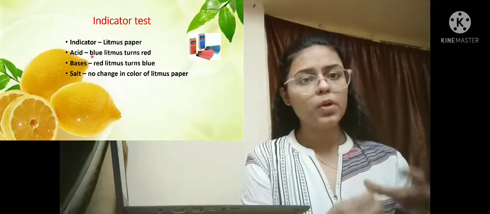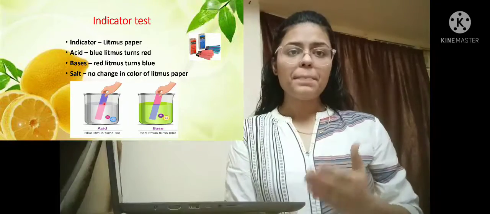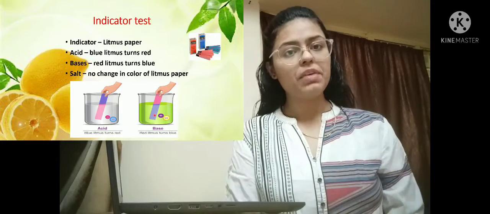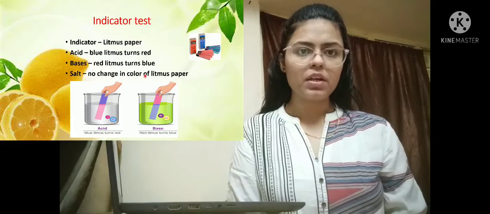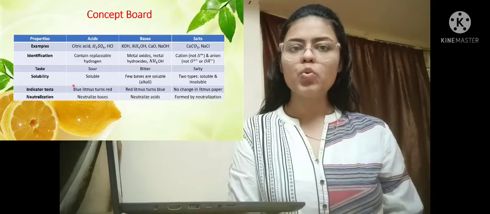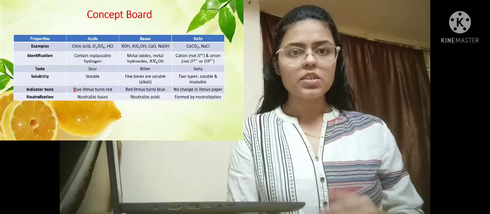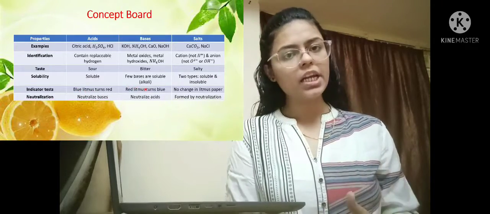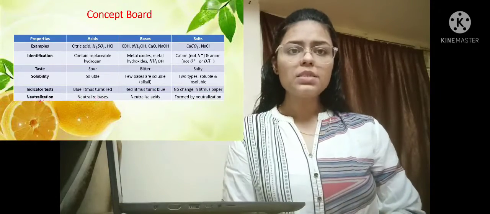Acid turns blue litmus paper red, red for acid. Bases turn red litmus paper blue. So B for bases and B for blue. And what about salts? They have no effect on litmus paper. Red will remain red and blue will also remain blue. Let's put it in our concept board. So acid turns blue litmus paper red, bases turn red litmus blue and salt has no change in the litmus paper.